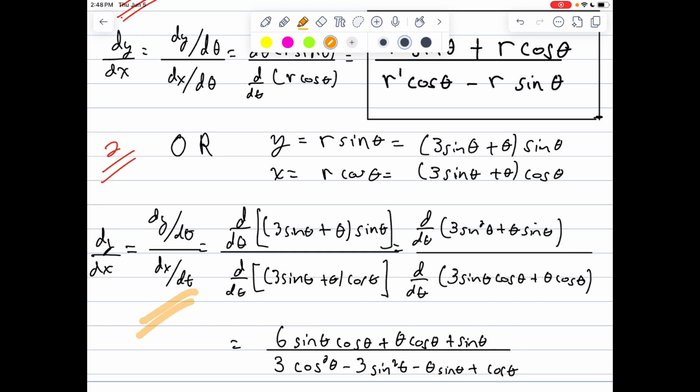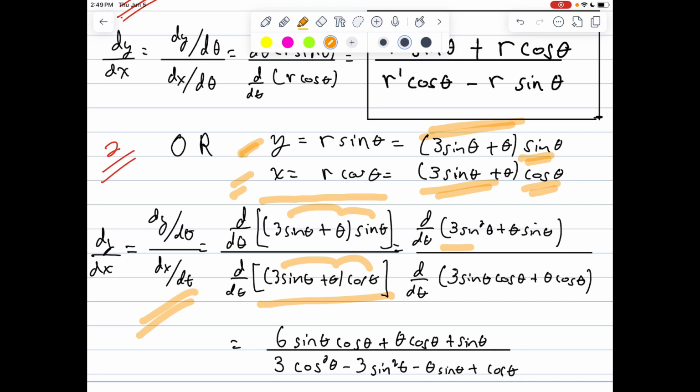This is the case because both y and x really depend on theta. y equals r sine theta and x equals r cosine theta, but r is really in terms of theta. If I take y and x and replace the r, you would get 3 sine theta plus theta times sine theta. And then for x, r cosine theta, replacing the r, you get 3 sine theta times cosine theta. I'm going to take the derivative of each of those, and that's what you see here and then here. For my next step, all I did was distribute the sine and then cosine.